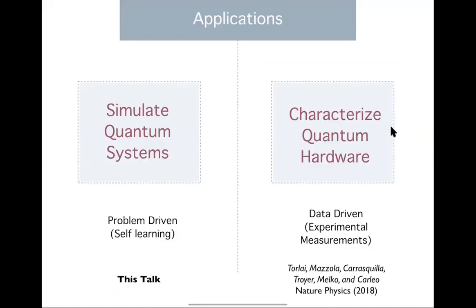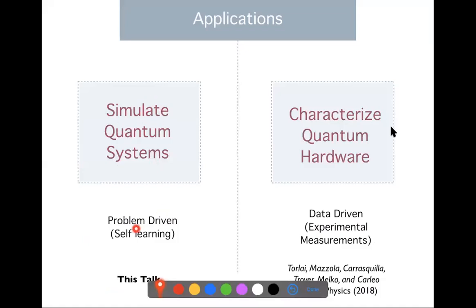Now, as Filippo was also mentioning, there are mainly two applications. One is about simulating quantum systems, and this is what both Filippo and I will focus on today. But there is also another part of the story, which is about characterizing quantum hardware or learning wave functions from experiments. So if I have an experiment that contains a certain wave function, I can try to represent that wave function on my computer using these representations. This is not what I'm going to talk about today because we don't have enough time, but I will concentrate on applications in the first realm, so simulating quantum systems.